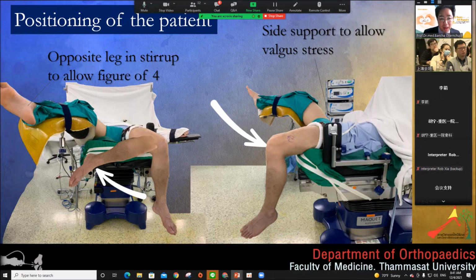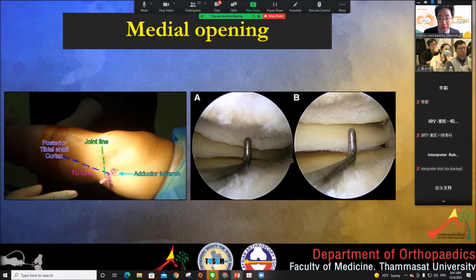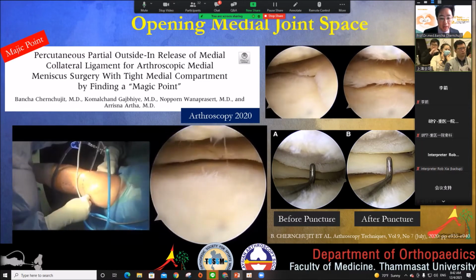This is my position for the meniscus repair. I break the table and drop the leg down. Okay. So before doing that, we need to open the gap on the medial side. This is my technique published in Arthroscopy. So we call this the magic point release.